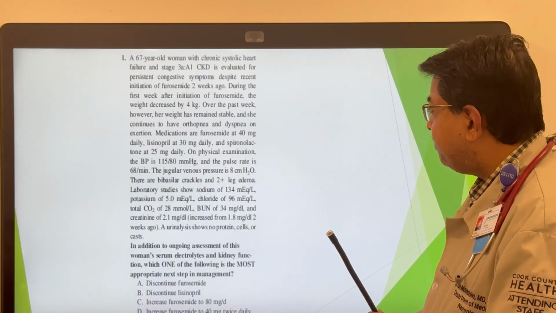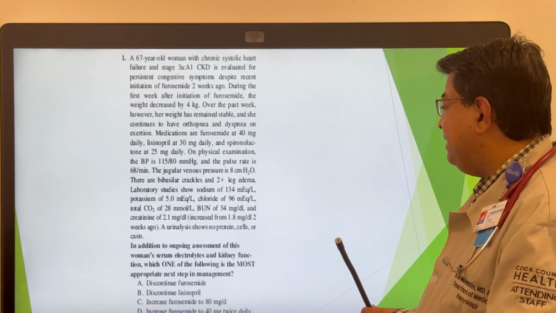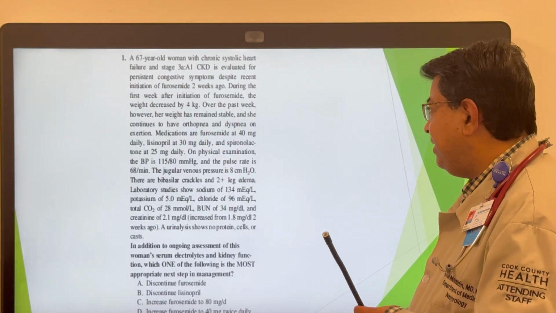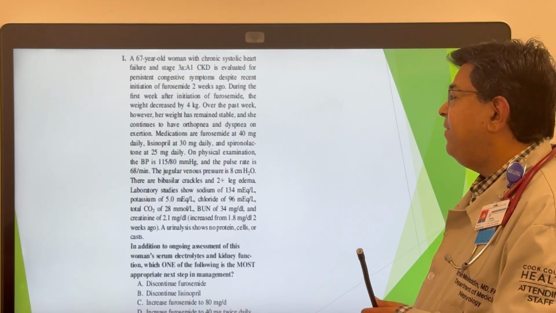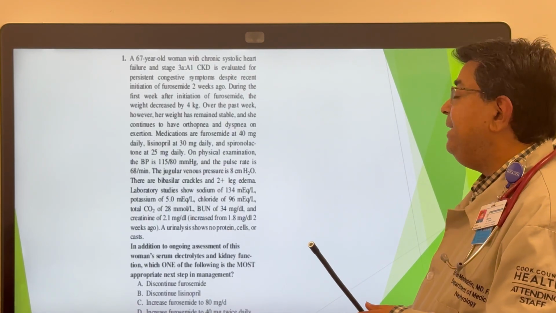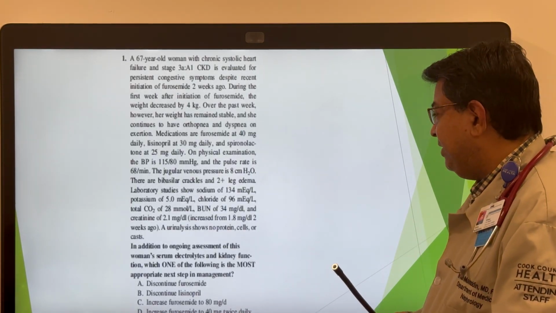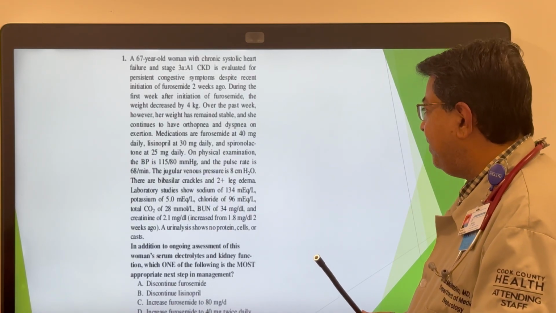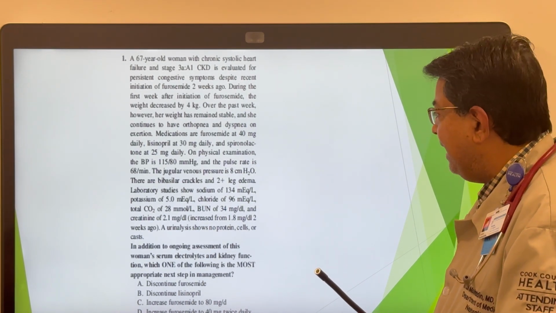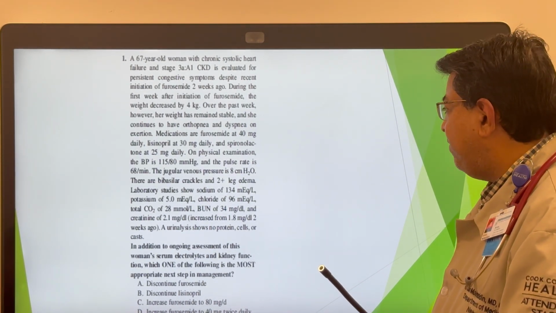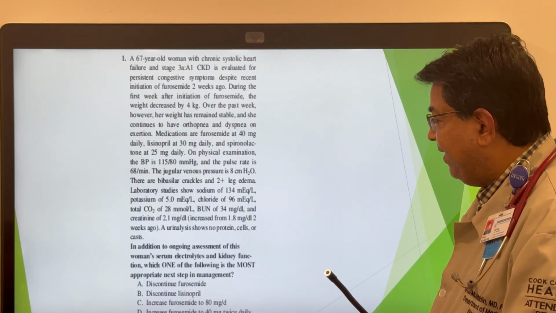A 67-year-old woman with chronic systolic heart failure and stage 3A A1 CKD is evaluated for persistent congestive symptoms despite recent initiation of furosemide 2 weeks ago. During the first week after initiation of furosemide, the weight decreased by 4 kilograms. Over the past week, however, her weight has remained stable and she continues to have orthopnea and dyspnea on exertion. Medications are furosemide 40 milligrams daily, lisinopril 30 milligrams daily, and spironolactone 25 milligrams daily.